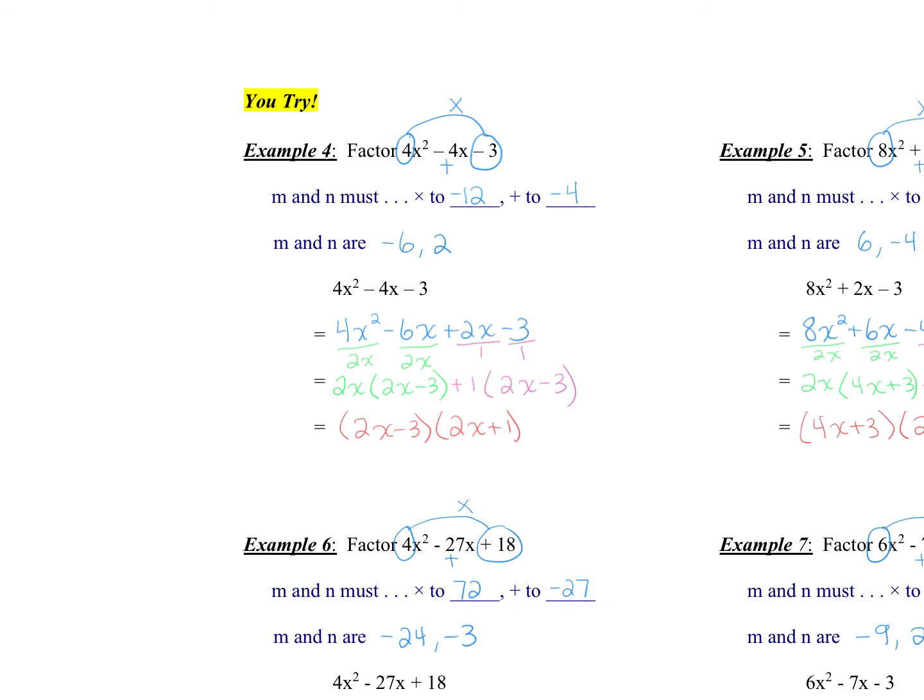Now it is possible that you've got these in a different order. So you might have these as 2x plus 1 times 2x minus 3. That's okay as well. It doesn't matter which one comes first and which one comes second. It's just as long as what's inside the brackets is what counts.